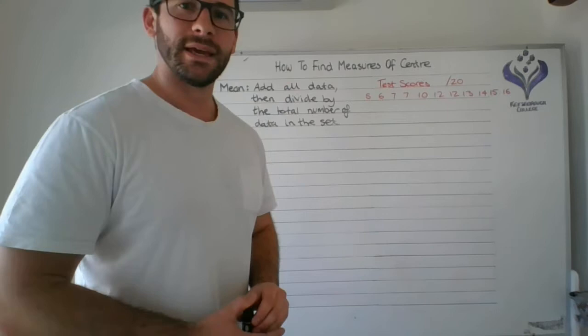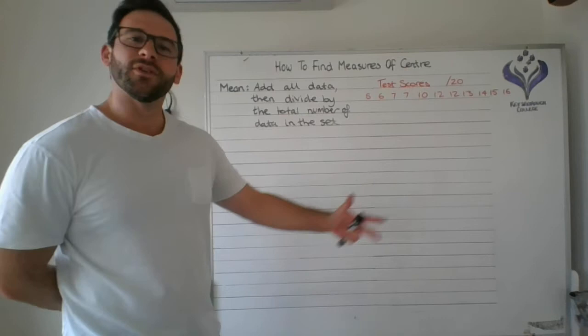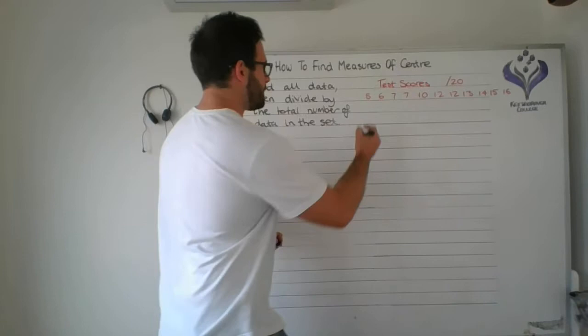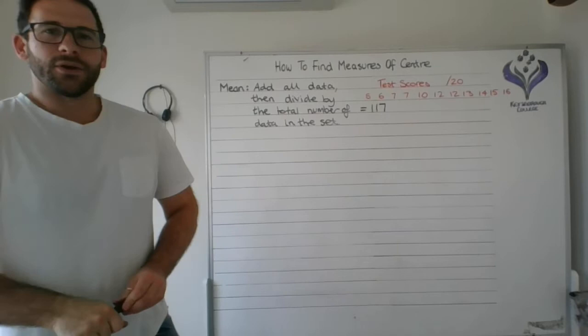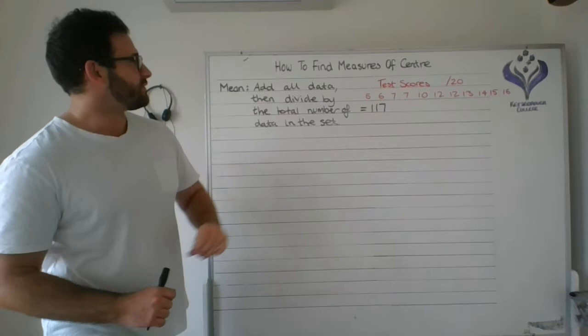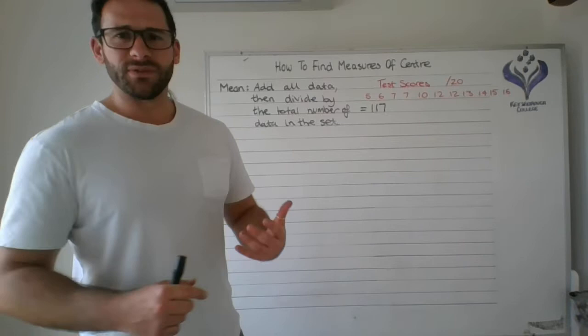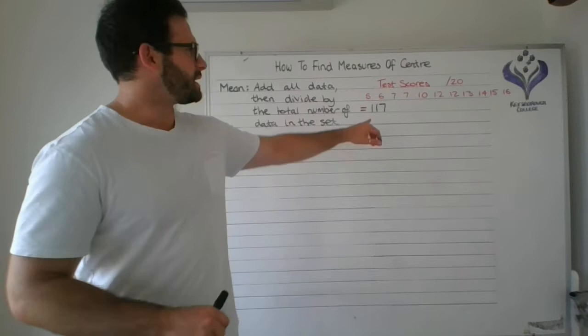According to my description here of how to find it, we first need to find out what they all add up to. All those numbers, when I add them together, make 117. My next bit, then, is to divide by the total number of data in the set. We said before that there were 11 students who took the test. So what I'm going to do with 117 is divide that number by 11.